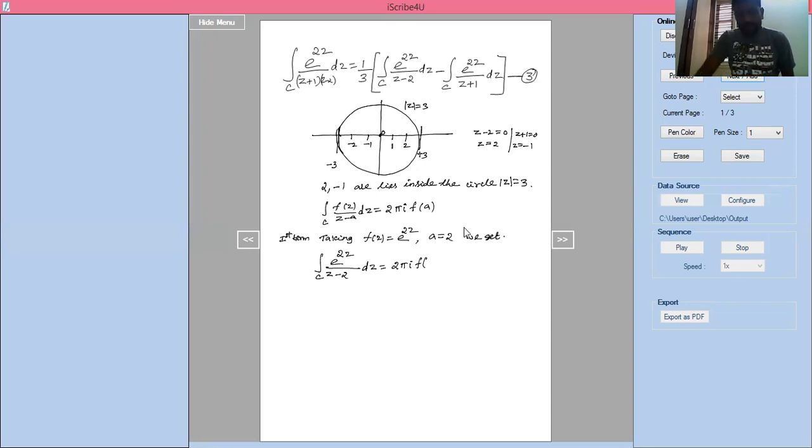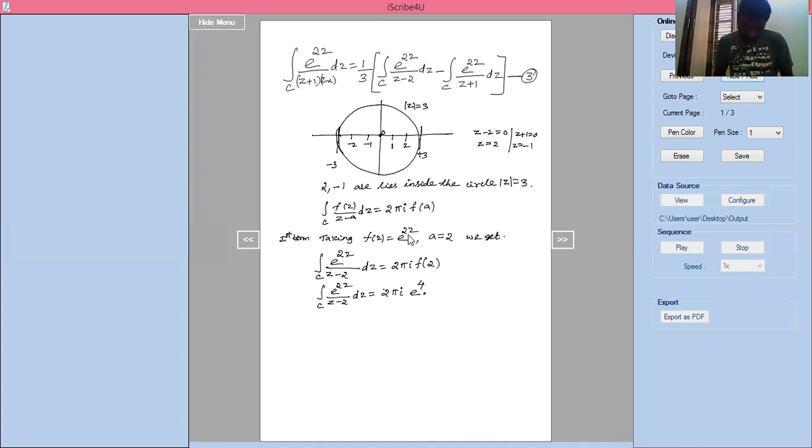For the first term, taking f of z is e power 2z, a equal to 2, you will get 2 pi i into f of 2. But what is f of z? F of z is e power 2z. In the next step, the integration over C of e power 2z divided by z minus 2 into dz equals 2 pi i into f of 2, and f of 2 is e power 2 into 2, which is e power 4.